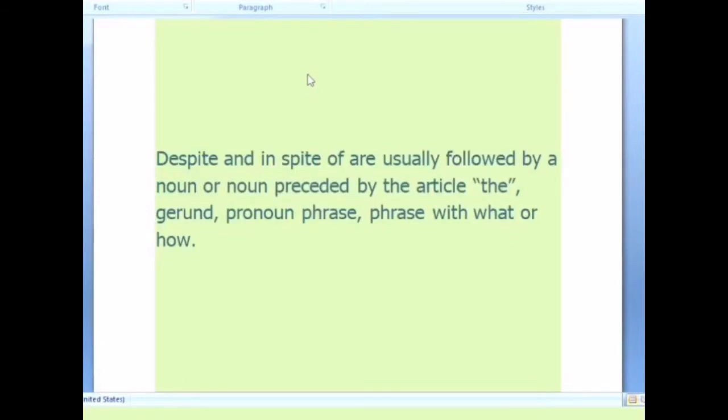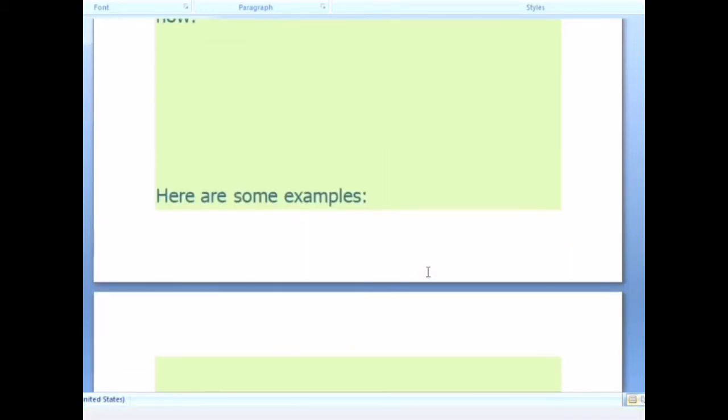Now, despite and in spite of are usually followed by a noun, a gerund, a pronoun phrase, or a phrase with what or how. Here are more examples. So despite and in spite of, like I said, are usually followed by a noun or a noun preceded by the article the, gerund, pronoun phrase, or phrase with what or how. Let's take the examples here.